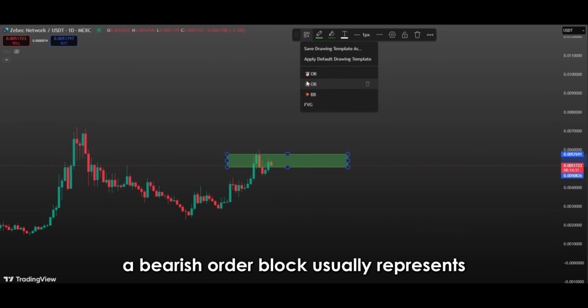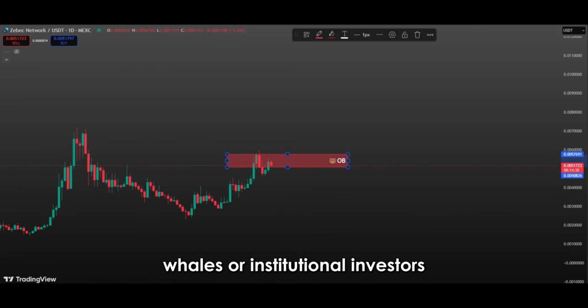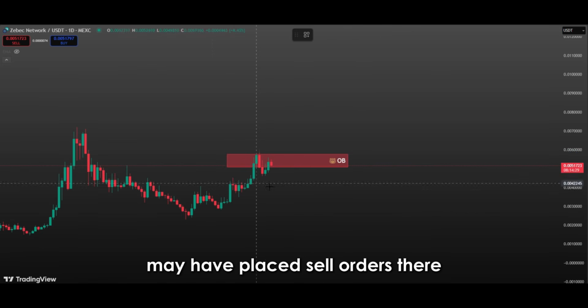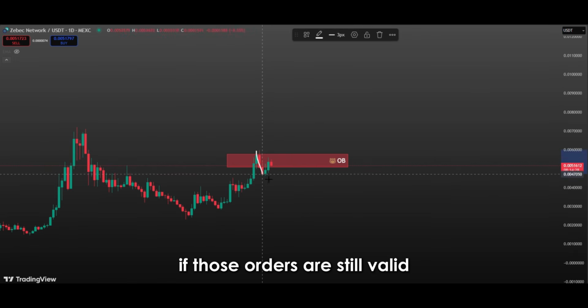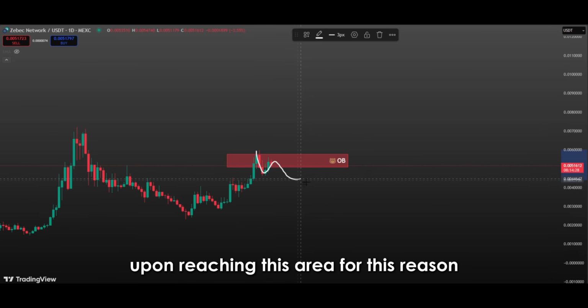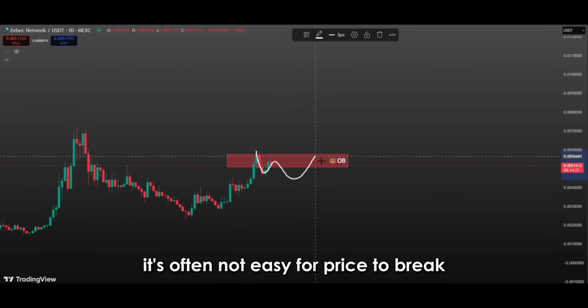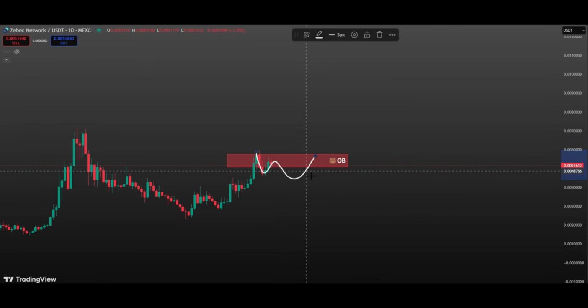A bearish order block usually represents a strong supply zone, meaning large players, whales, or institutional investors may have placed sell orders there. If those orders are still valid, the price could face renewed selling pressure upon reaching this area. For this reason, it's often not easy for price to break through such blocks on the first attempt.